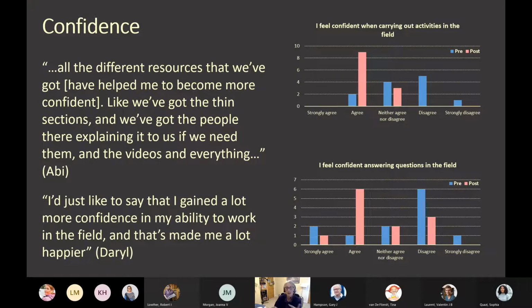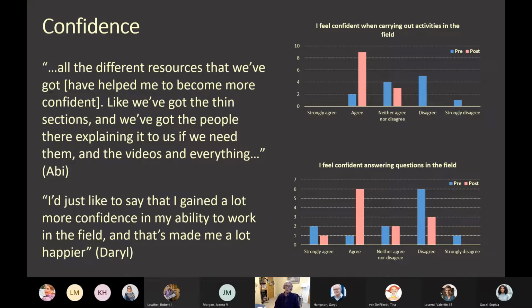So what we were interested to know was whether the approaches that we'd designed into this fieldwork had impacted on their confidence in terms of carrying out activities and answering questions. Caveat here is that we do have a small sample size, but nonetheless we did record this increase in confidence at the end of the field trip.